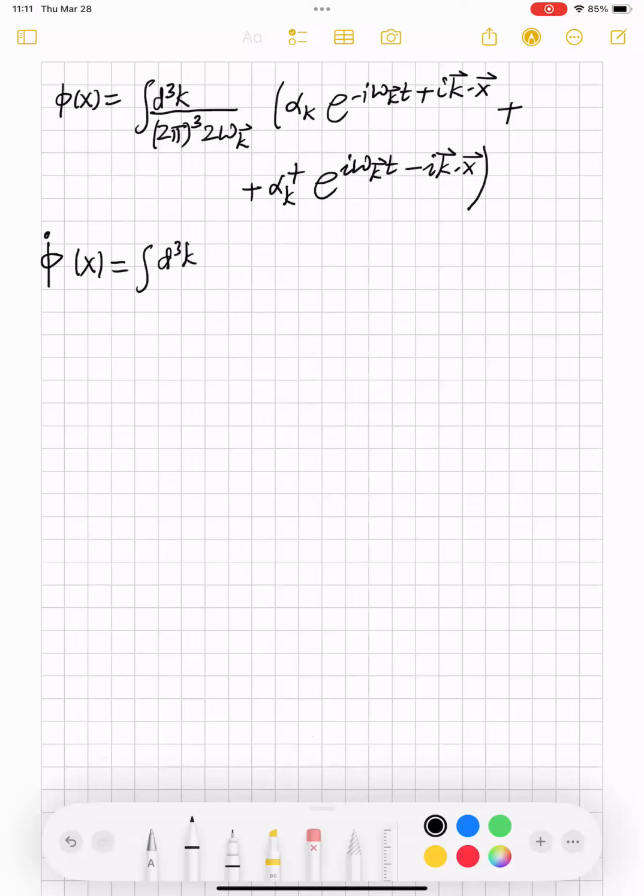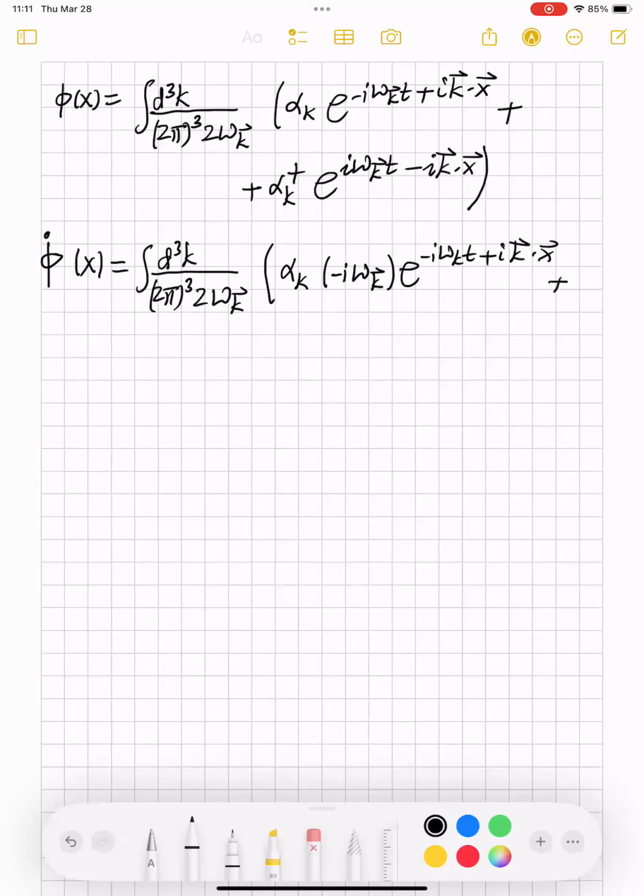So let me put the measure in. Integral d3k over 2 pi cubed 2 omega k. That's left invariant. It doesn't hit alpha k. There's no t dependence there. Now, it will hit the exponential. And what does it do? It brings down minus i omega k. And then we've got e to the minus i omega k t plus i k dot x.